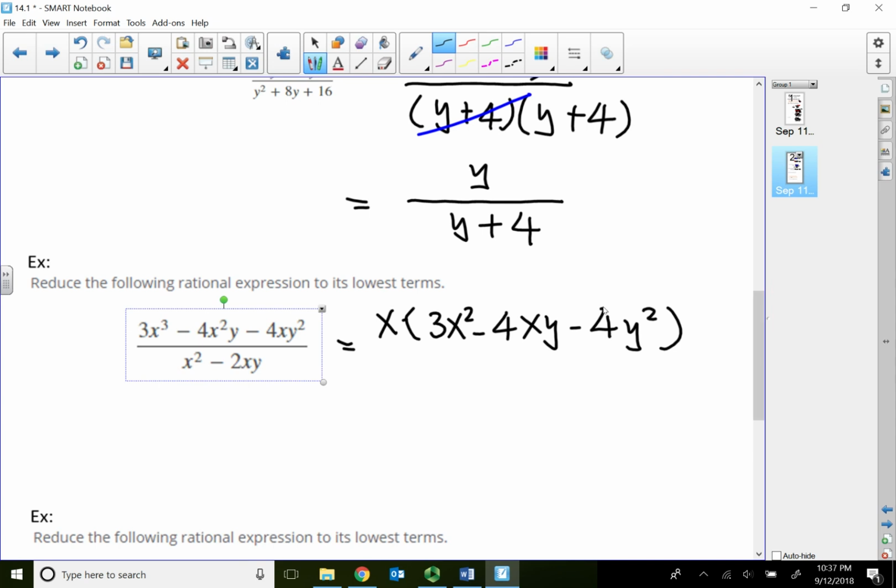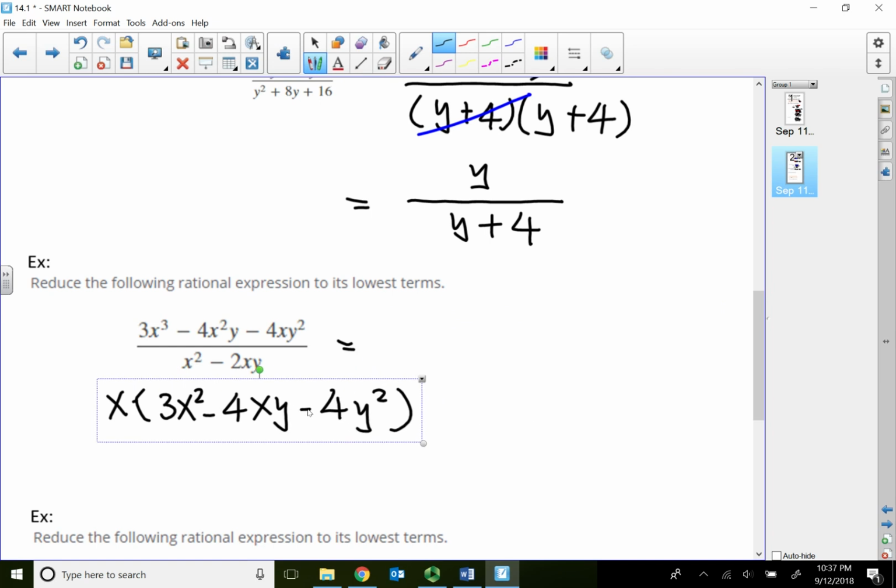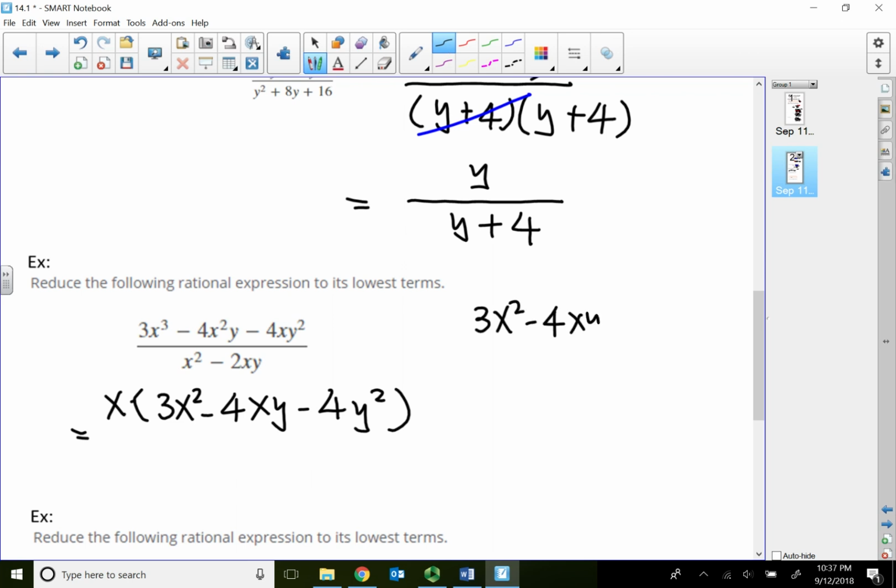All right, let's see if this can be factored. This is actually a trinomial, as you can recall. The variable x is to the second power, and the variable y is to the second power. So this is a trinomial. Let's try to factor this real quick. Let's move this down here. If I cannot factor it, then we'll just leave it like that. All right, 3x squared minus 4xy minus 4y squared.